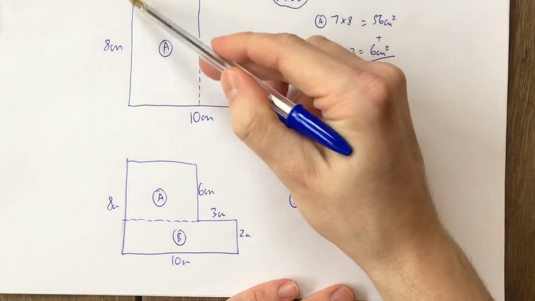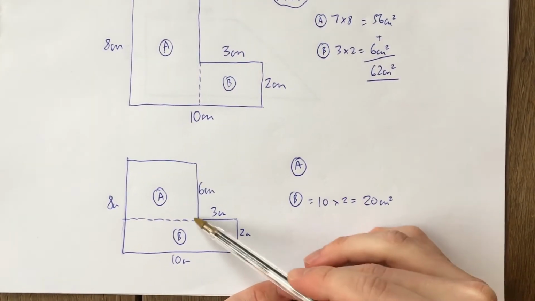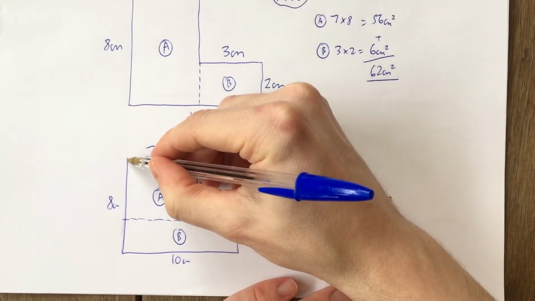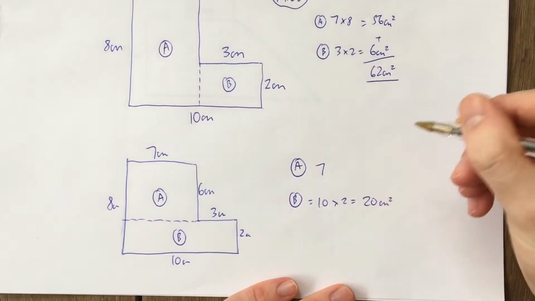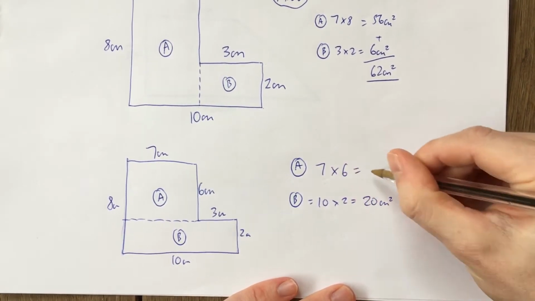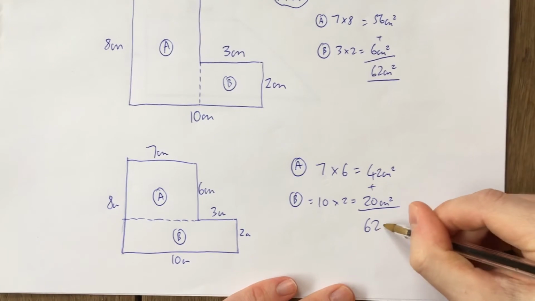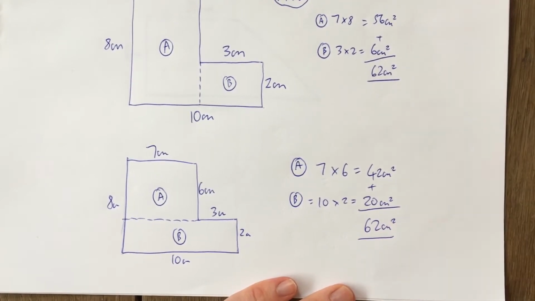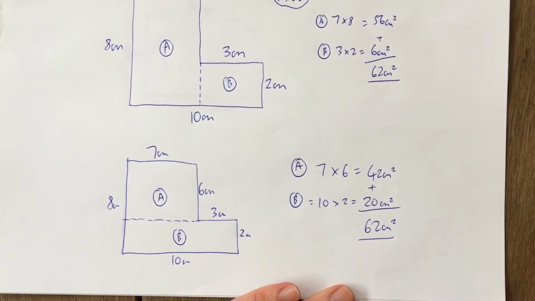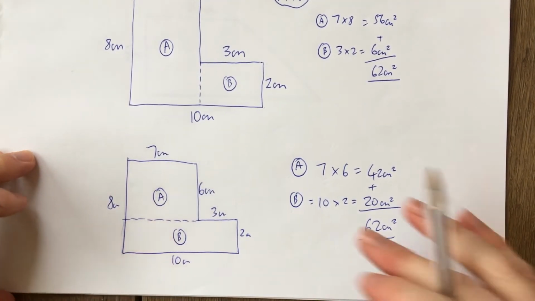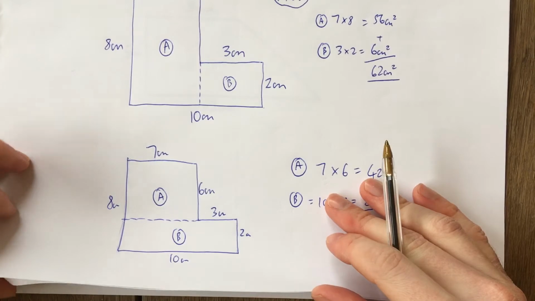We worked out from this one that that's 10, that's 3, so that must be 7. So to get shape A, we do 7 times 6, which is 42 centimeters squared. We then add them together to get 62 centimeters squared. Same answer as that, okay? It doesn't matter if you split it across or down, as long as the numbers you choose to multiply are correct, that'll be fine, okay?